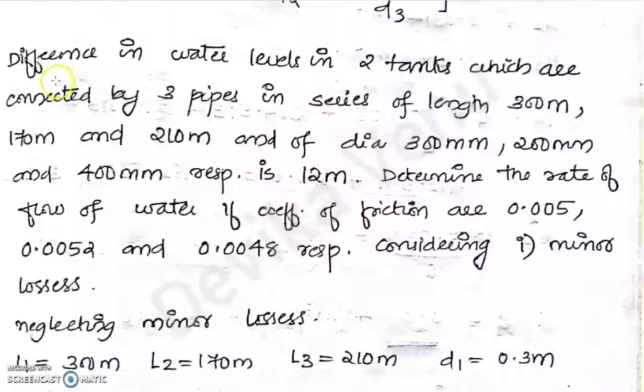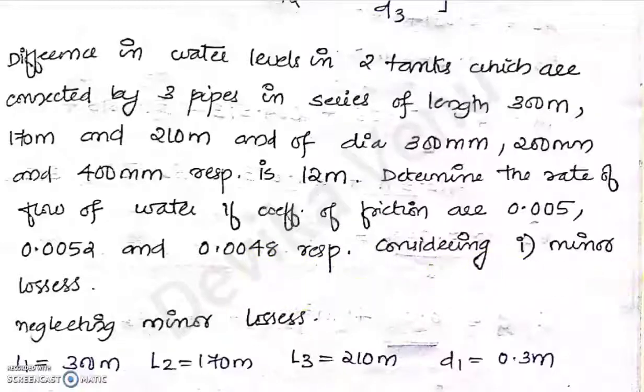Here the difference in the water level in 2 tanks is given. They are connected by 3 pipes in series. The lengths of the 3 pipes and the diameters of the 3 pipes are given, respectively. This 12 meters is the difference in water level, so capital H is 12 meters. Determine the rate of flow of water if the coefficient of friction is different for those 3 pipes: 0.005, 0.0052 and 0.0048 respectively.